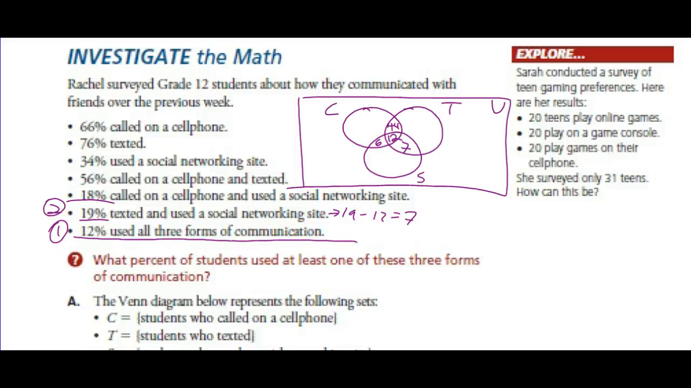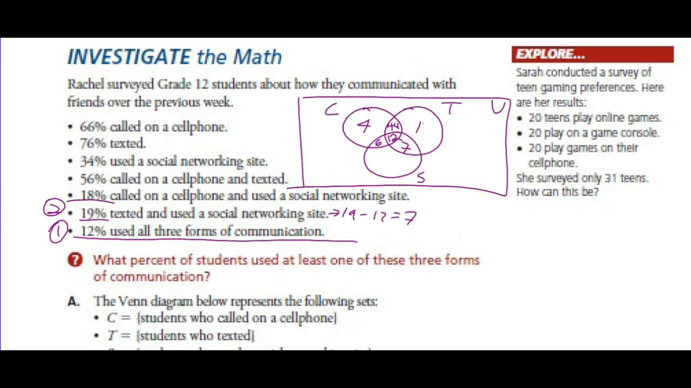44 plus 12 is 56, plus 6 is 62. So how many only called on a cell phone? 4, right? So there has to be 66 in this circle, but we've got 62, so it's got to be 4. Okay, 76% texted. Well, what have we got? We got 56, 63. So how many only texted?